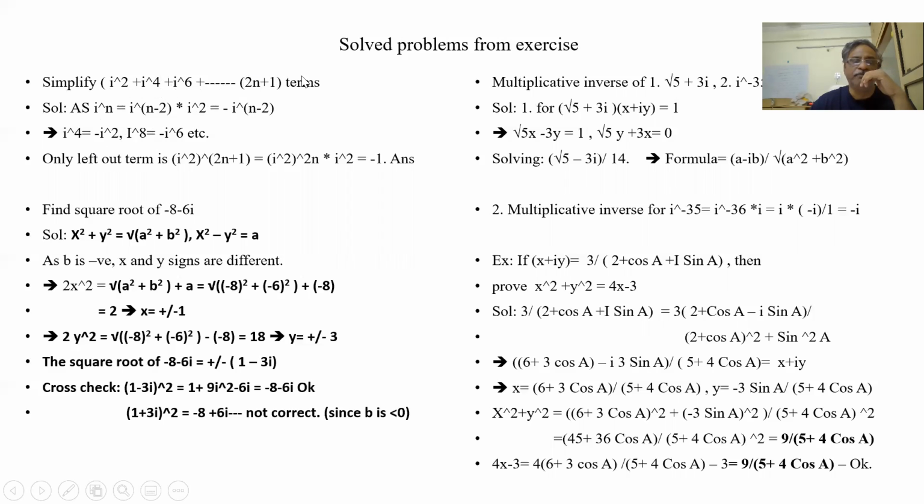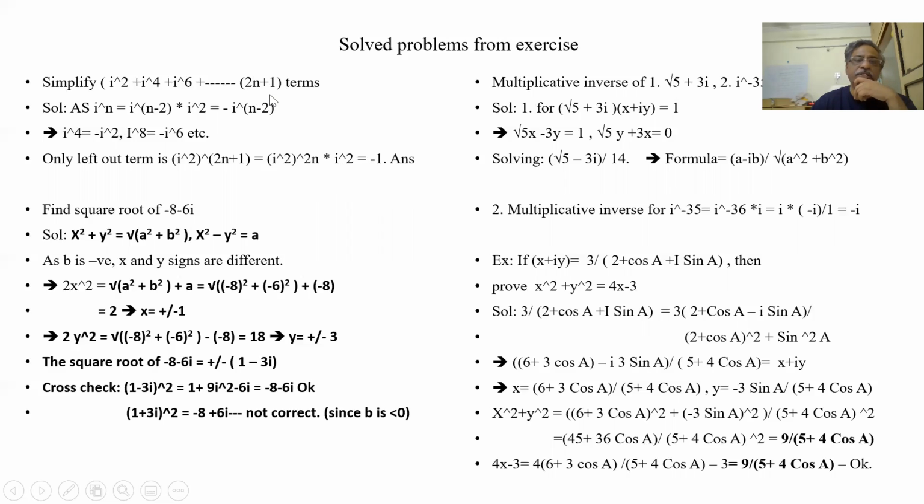So this is an odd term. So n plus 1 is an odd term, so this will be left out. So i square whole to the power of 2n plus 1 is left out. So this is nothing but i to the power of 2n into i square. i to the power of 4n is 1, and i square is minus 1. So simplifying, I am getting minus 1. This is the only term left out.